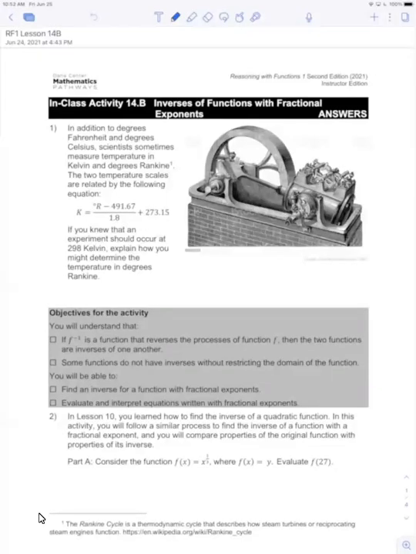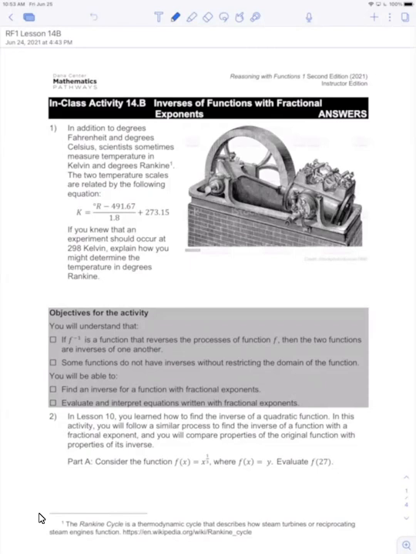In-class activity 14b, inverses of functions with fractional exponents. 1. In addition to degrees Fahrenheit and degrees Celsius, scientists sometimes measure temperature in degrees Kelvin and degrees Rankine. The two temperature scales are related by the following equation.